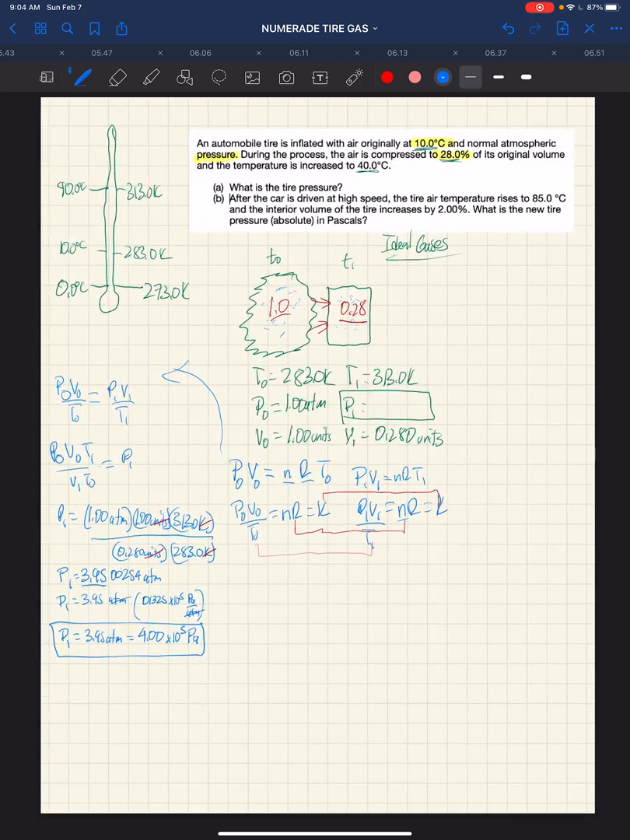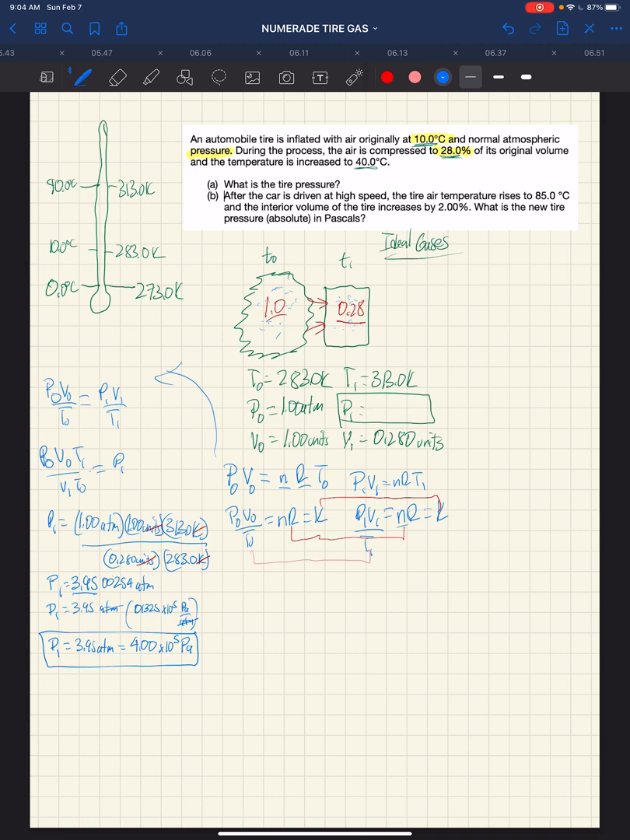So when asked a question and it's ambiguous about the form of the answer, we can be a little more sophisticated and give it in multiple units. So that is part A. Part B, now we are told that it is driven at high speed. The tire is going to flex, the air and the volume is going to compress, so we might imagine that it's going to heat up. The temperature rises to 85 degrees Celsius, so we actually predicted that correctly.